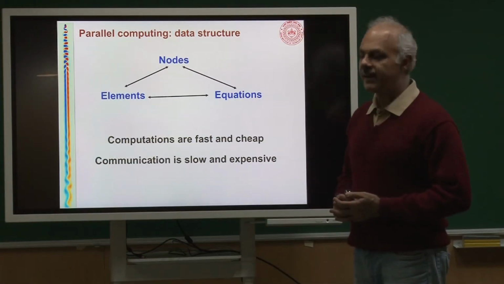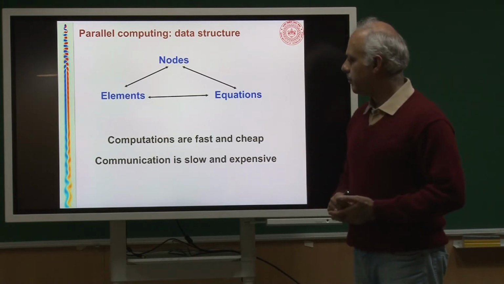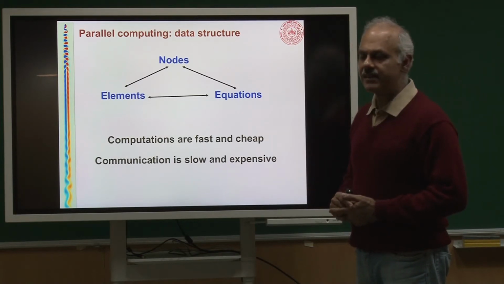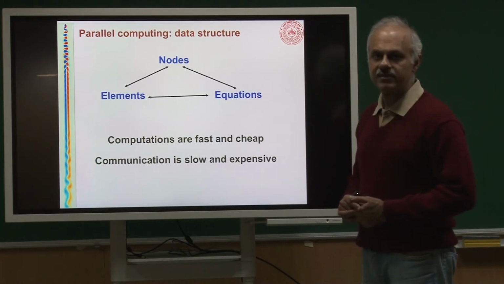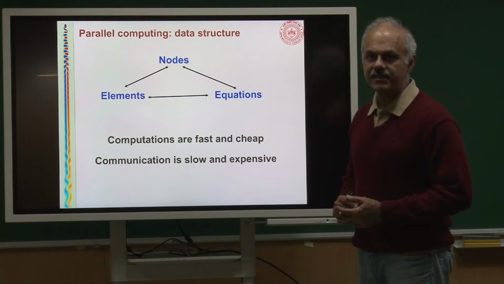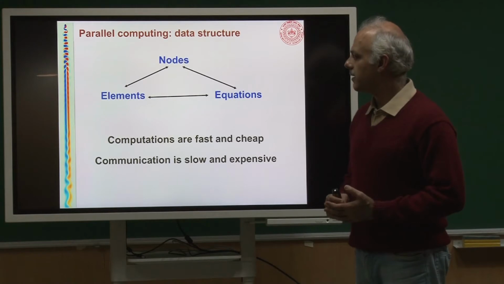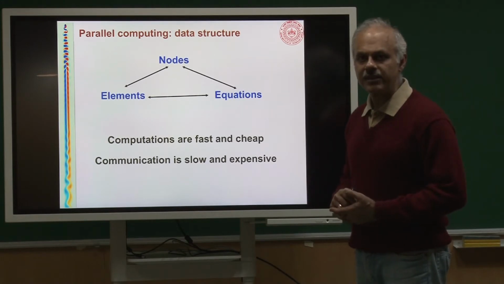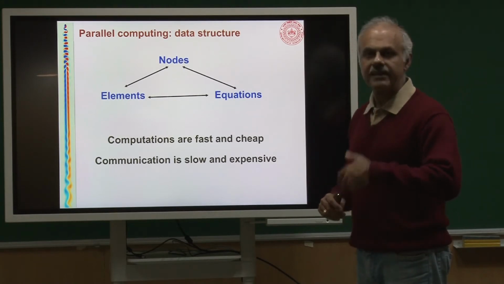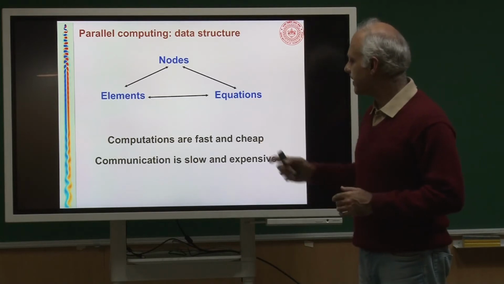The mantra to keep in mind is that computations are fast, but communication of information is slow and expensive. That is because the computers are becoming faster. So, if I want to compute, that takes less time, but if I want to convey information between various nodes, then many would have to wait, and therefore that is slow. So, this is one thing that we keep in mind.